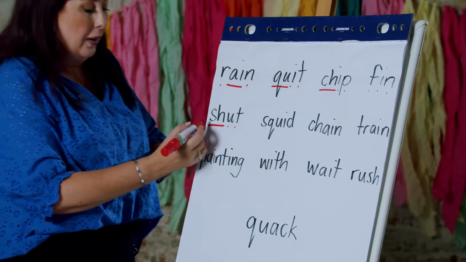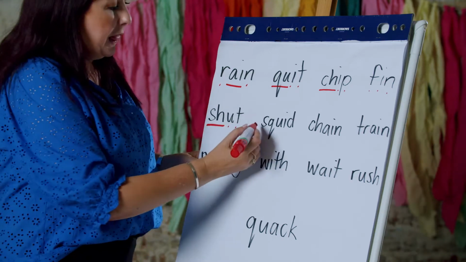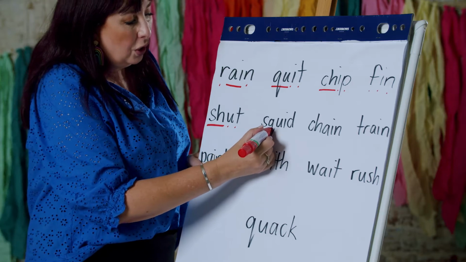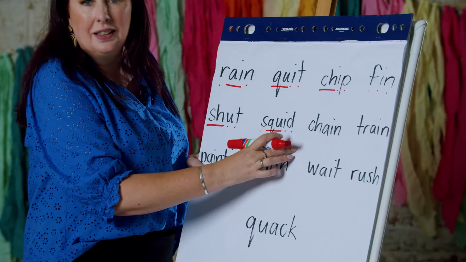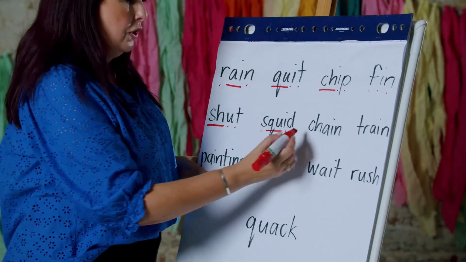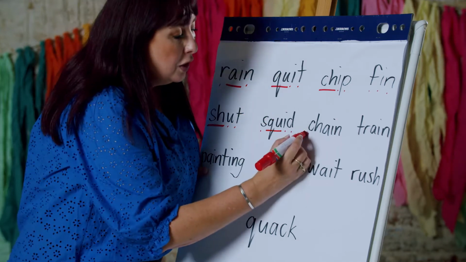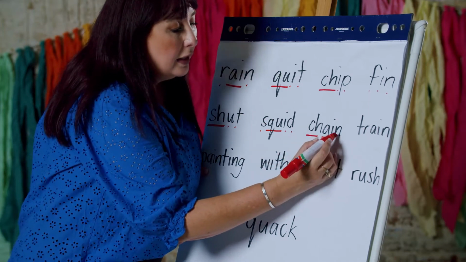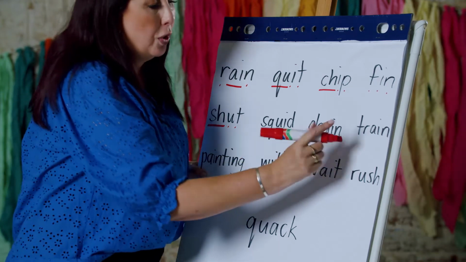Our first digraph. SH-U-T. Shut. Good job. Let's look at the next word. S-QU-I-D. Squid. They're a freaky looking creature, aren't they, in the ocean? Oh, I can see two digraphs in this word. Can you help me find them? CH-AI-N. We had that word yesterday, didn't we? Chain. Good job.